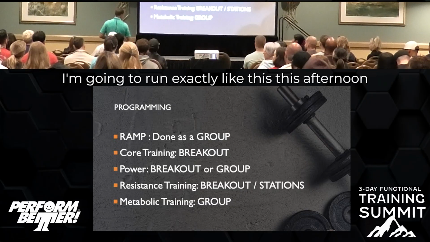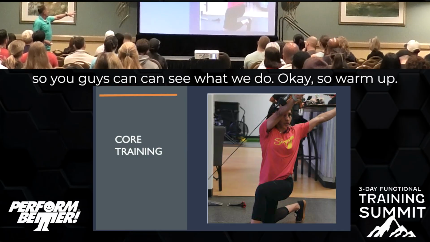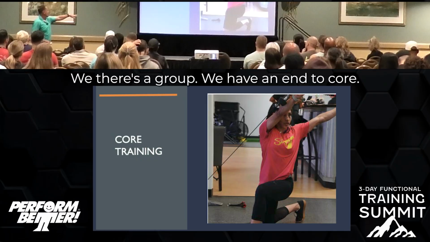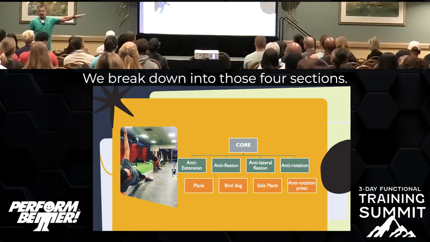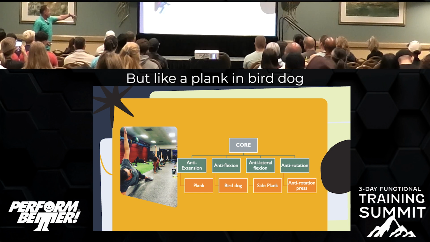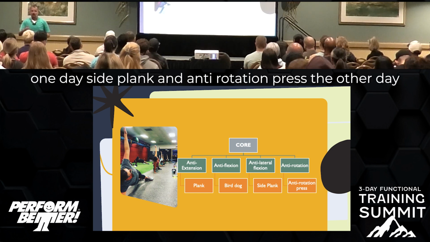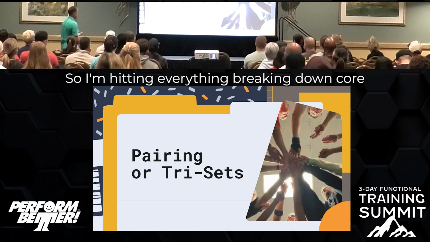I'm going to run it exactly like this afternoon so you guys can see what we do, right? So warm-up we do as a group, move it into core. Core we break down into those 4 sections. We'll usually do 2 sections each day, like plank and bird dog one day, side plank and anti-rotation press the other day, something like that. So I'm hitting everything, breaking down core.